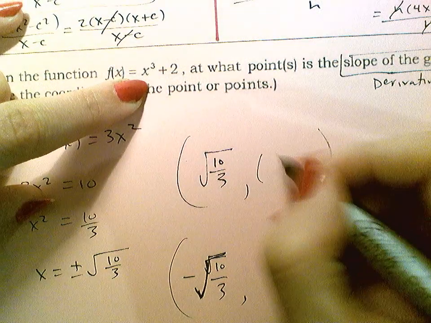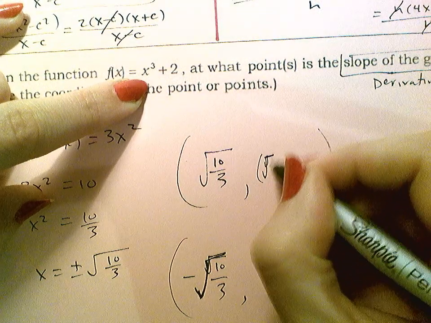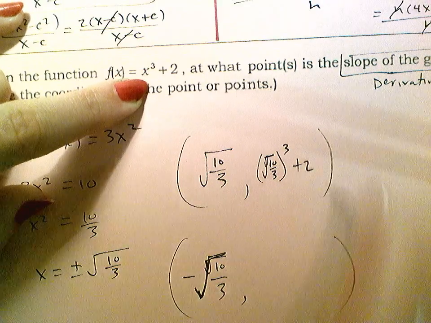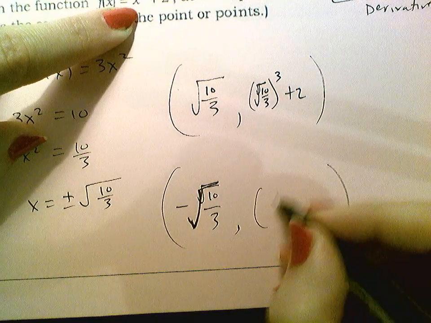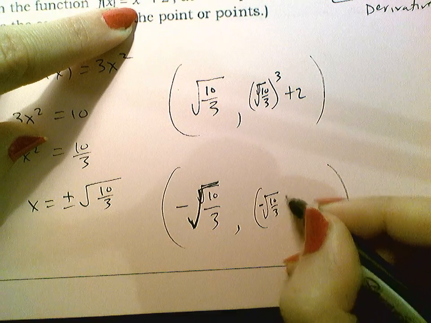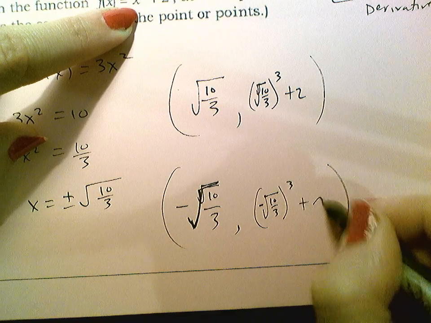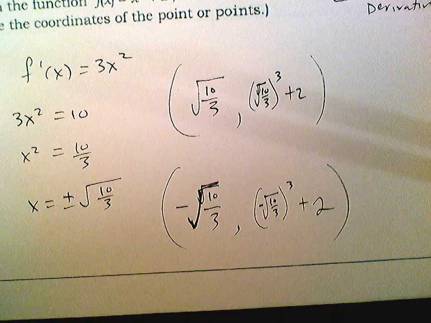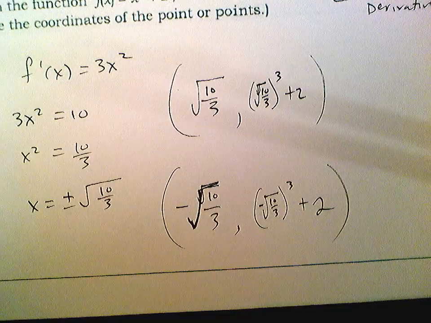It was awesome. You just went radical 10/3 cubed plus 2. And that's negative radical 10/3 cubed plus 2. And I loved it because in AP Calc you don't have to simplify. So there's that.